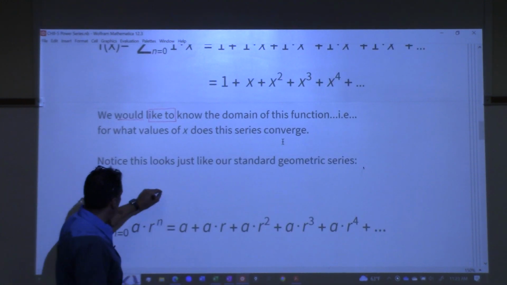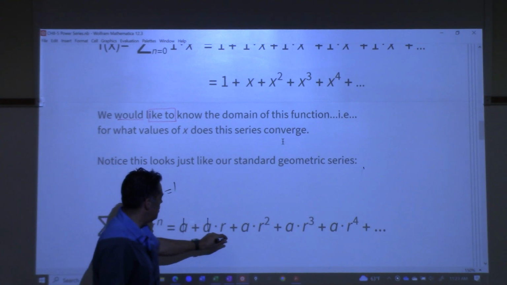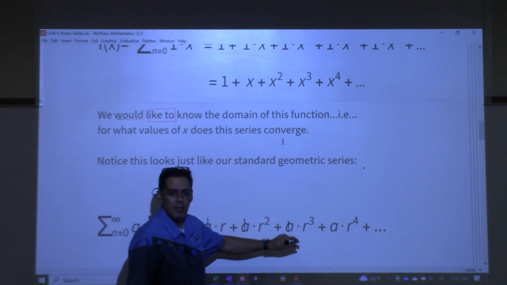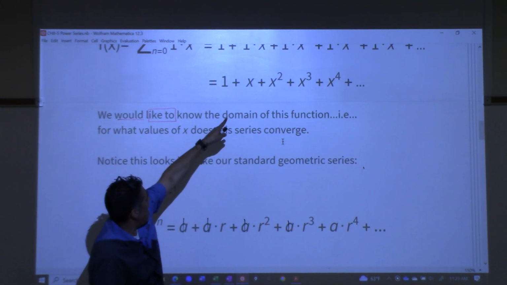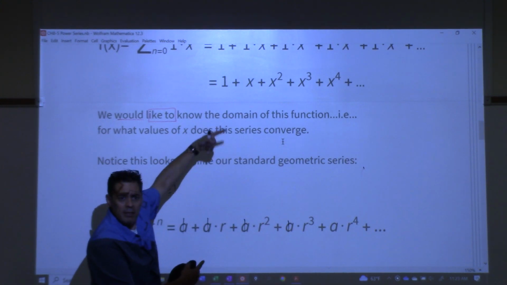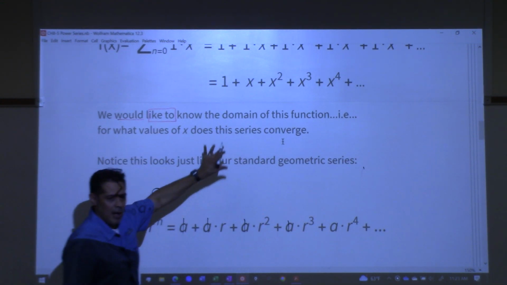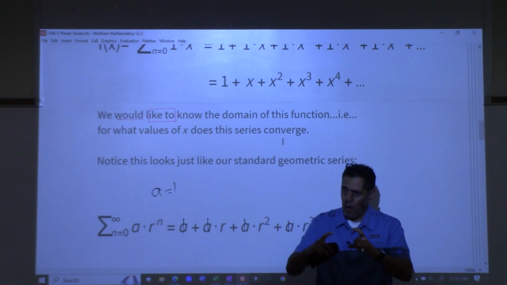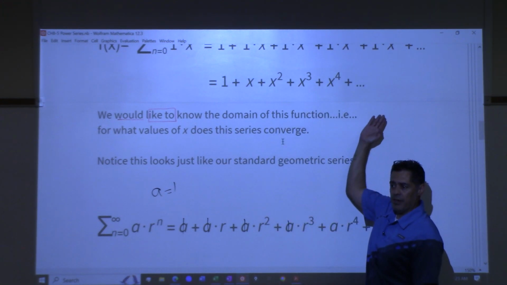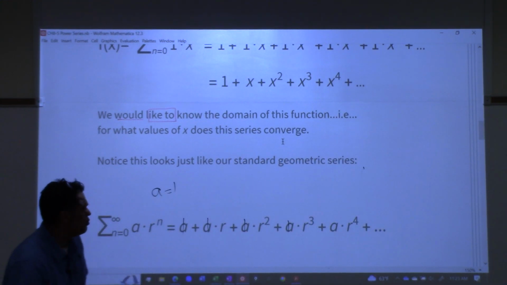If I replaced all my a's with 1s, what would I have here? 1 plus 1r plus 1r squared plus 1r cubed, right? So the a's are gone, and it would be like that, except instead of r, we have X. Do y'all see that example? This is the generic power series. If c sub n is defined to be 1, then we get that power series, which is a geometric power series. And it will converge when?